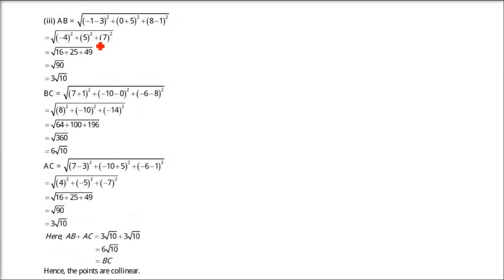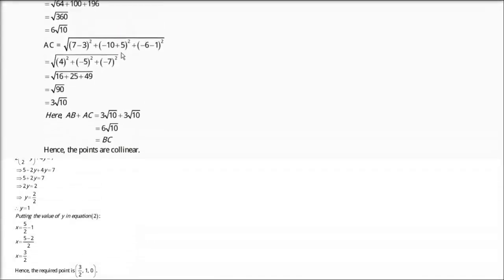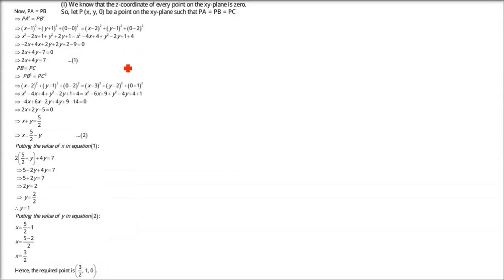This is the second part. I hope you'll be able to do this also. And the third part also you have to do in exactly the same way.